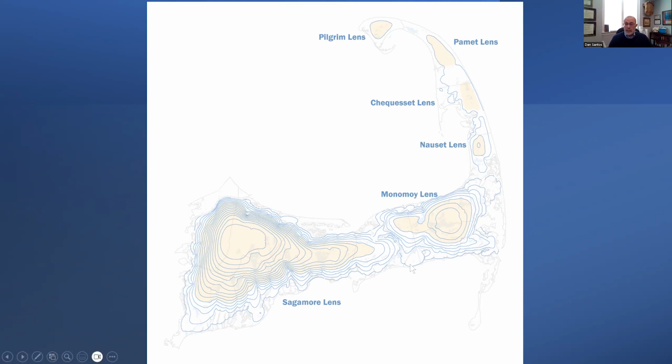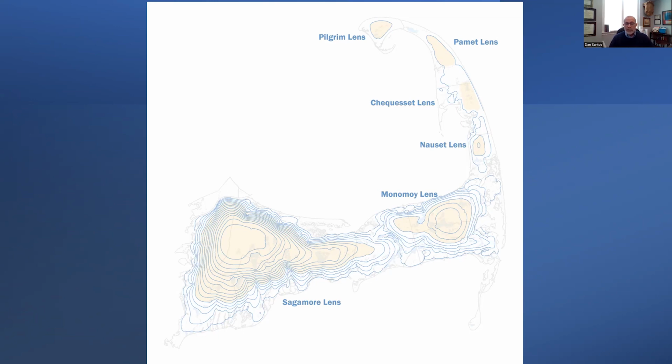It flows towards the Bass River. It flows towards the Cape Cod Canal, and it flows towards Cape Cod Bay. So this is important to know when we're protecting groundwater and trying to understand where contamination might be. We can know where to look and how it's going to behave.